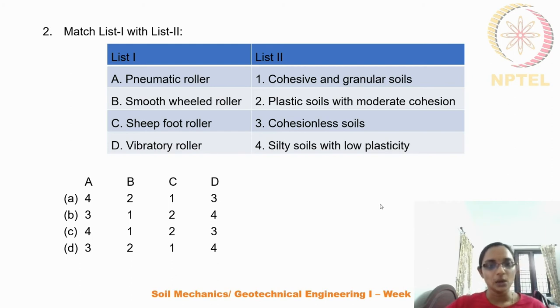Match list 1 with list 2. In the list 1, we have certain types of rollers, and in list 2, we have certain types of soils. So which kind of roller do we use in which kind of soil? Can anyone put the answer in the chat box? It's just a match the following type of question. Where do we use a pneumatic roller, a smooth wheeled roller, sheep foot roller, and vibratory roller?